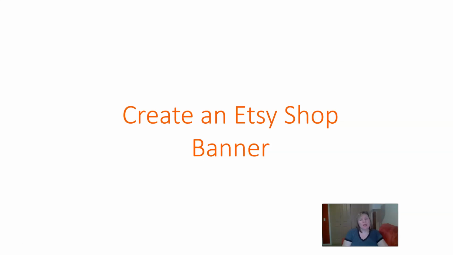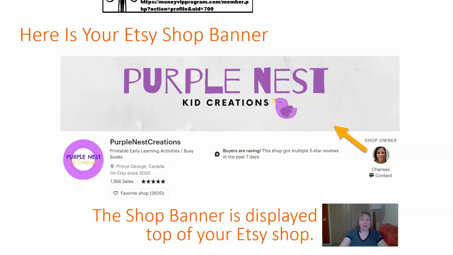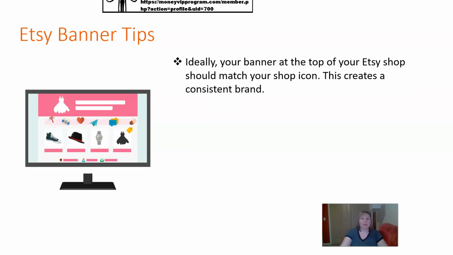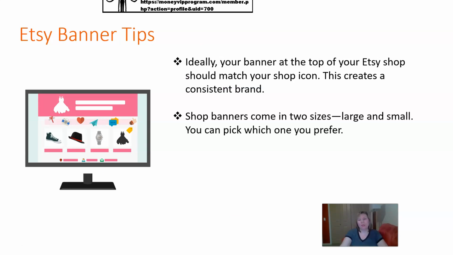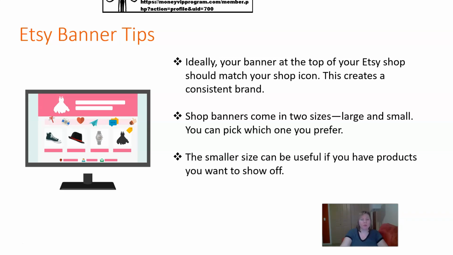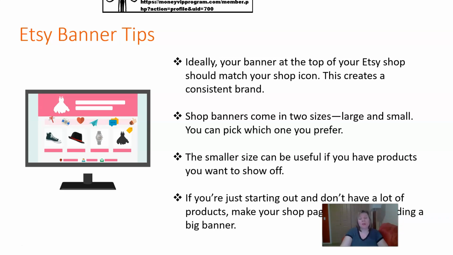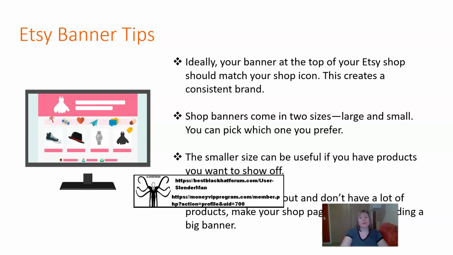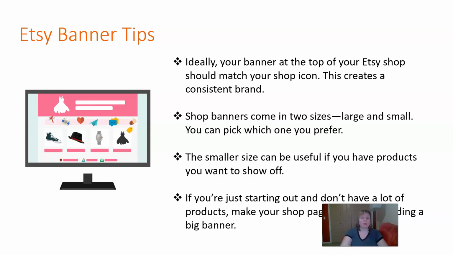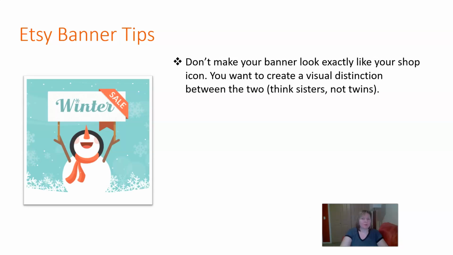The third part of branding is creating your Etsy shop banner. You can see that they have here Purple Nest Kids Creation, and it's displayed at the top of your Etsy shop. It should match your shop icon, so you probably want to get those created together, and that just really helps create a consistent brand. They come in two sizes, large and small, and you can pick which you prefer. The smaller size can be useful if you want to give more real estate to your actual products. If you don't have a lot of products, you can use a bigger one, so you might want to get both of them done at the same time so you can switch them out. You can make your shop look full by adding a big banner.